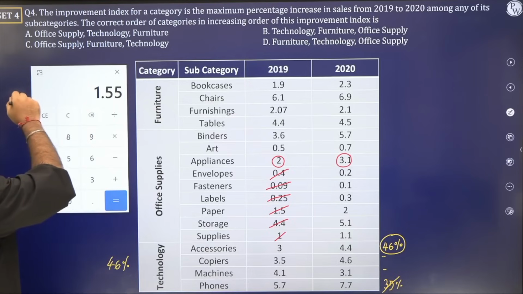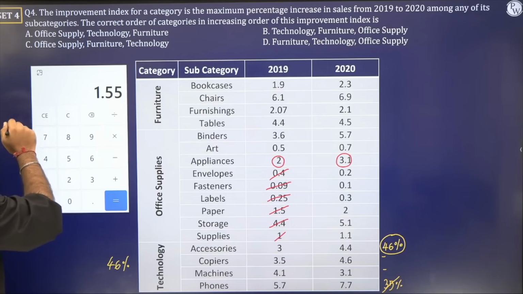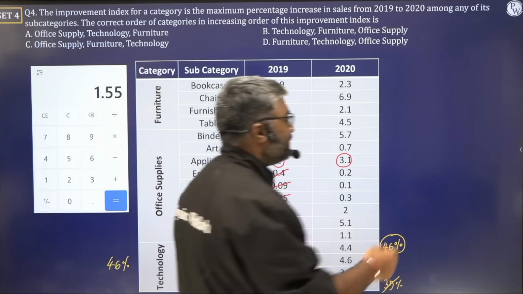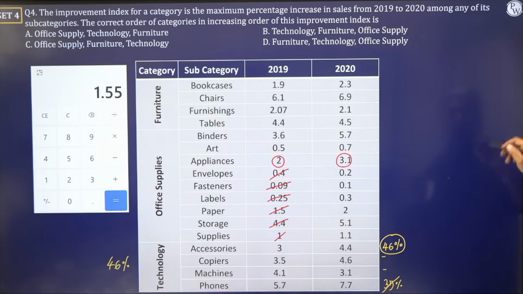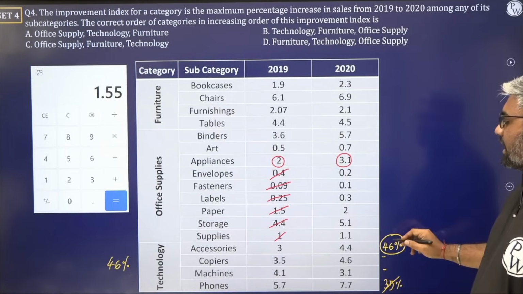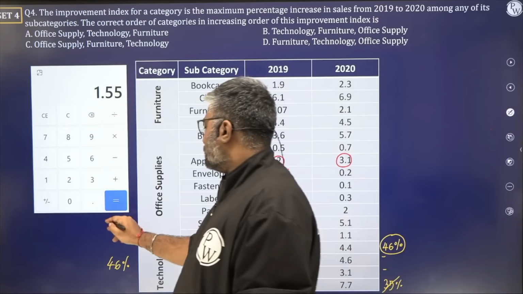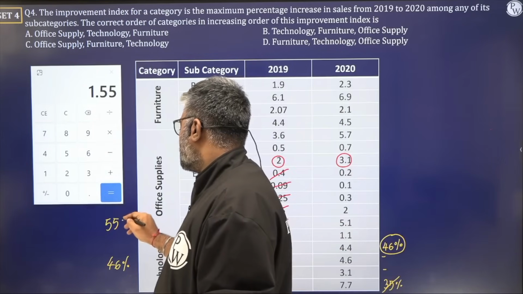1.55. तो 55% है. मतलब ऑफिस सप्लाईज डेफिनेटली हमने ऊपर वाला तो देखा भी नहीं है, we haven't seen one more subcategory left, but without having a look at it we can still say that this has to be greater than technology, है ना. Office supply has to be greater than technology because this is 55%.